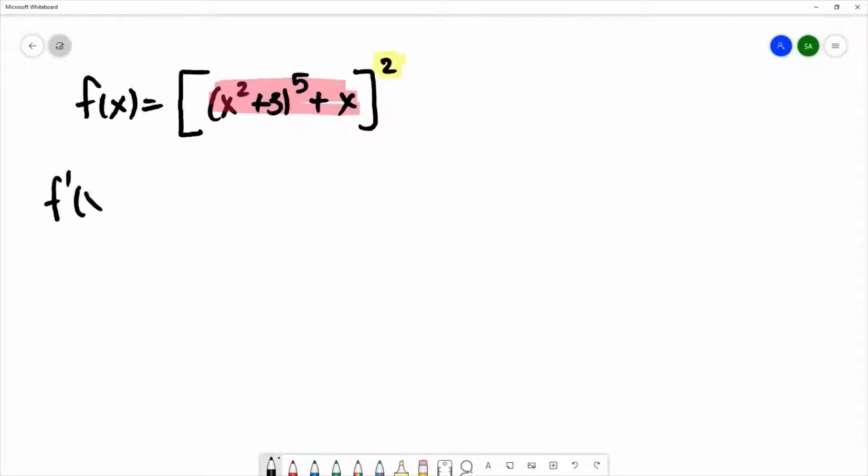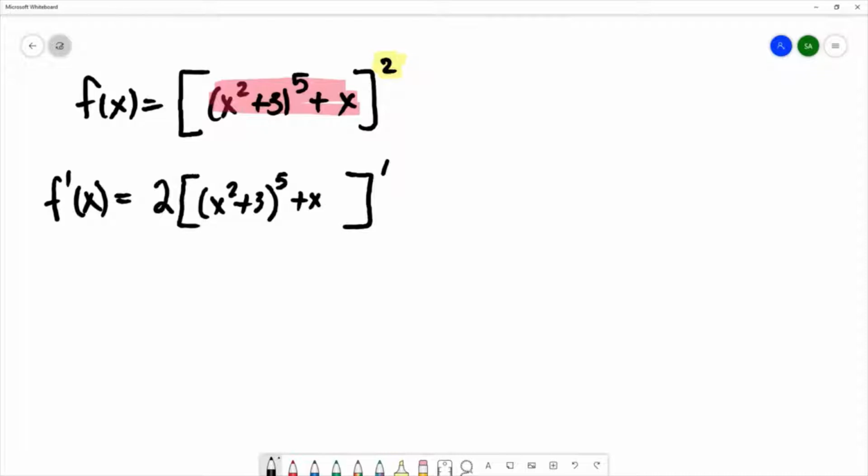So to do that, the outside function is a squared, so we're going to use the power rule. We'll bring that power down, and we'll take 1 away from the power. But then to use the chain rule, we want to leave the inside the same, and then multiply by the derivative of the inside.